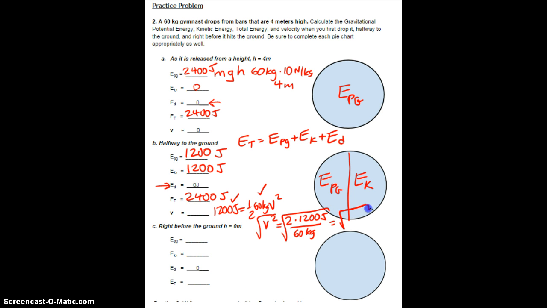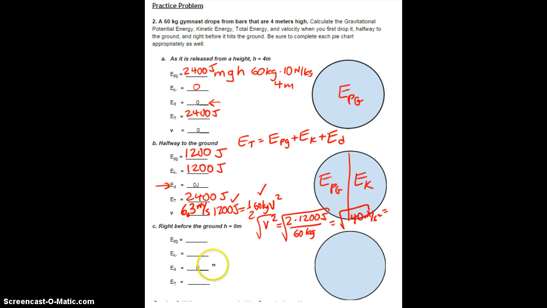So I see this is the square root of 40 meters squared per second squared. That's the square root of 40, and I'll get 6.3 meters per second. You math types will probably say, yes, it's actually plus or minus 6.3 meters per second. You're correct. It could be going to the right or to the left. Right now, we'll just take the positive root.